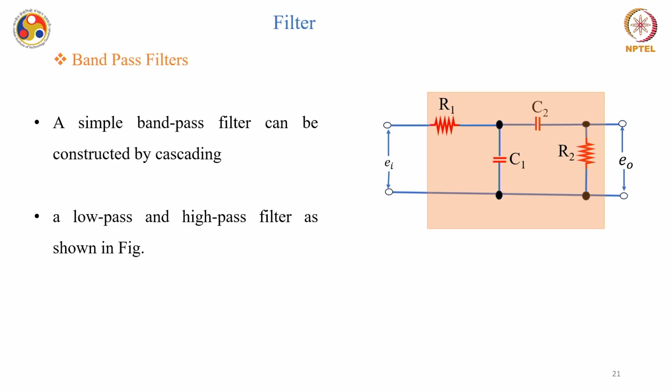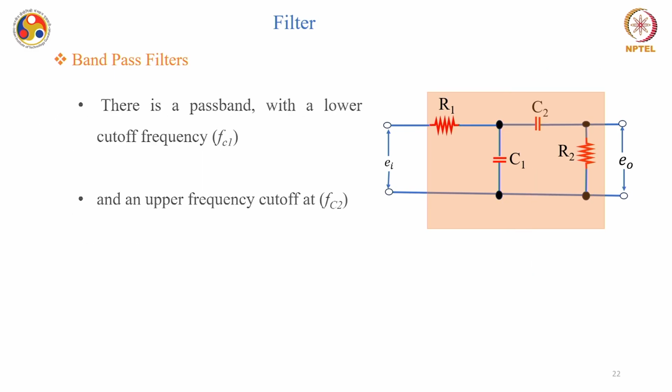Alright. Similarly, band pass filters can be designed using R and C, and this is a typical band pass filter. You can understand it like cascading of a low pass filter with a high pass filter. So, this is the high pass component and this is the low pass component that we have just seen. Just cascading them together can give you a band pass filter. In this case, there is a pass band with a lower cutoff frequency FC1, and you also have an upper cutoff frequency FC2, so that this particular band in between FC1 and FC2 can be passed.